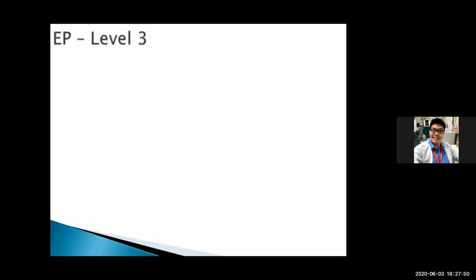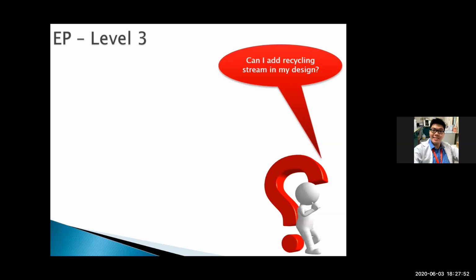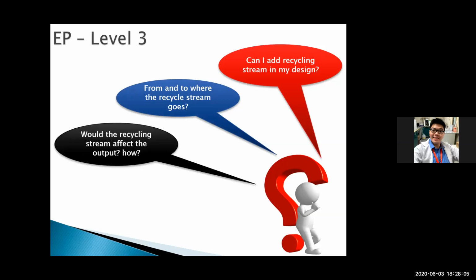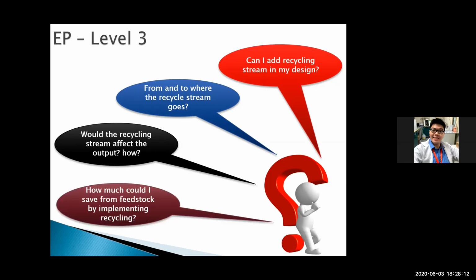Now we move on to EP level 3. For EP level 3, you should ask, for example, can I add a recycling stream to my design? From where and to where? Would the recycling stream affect your output? How will it be? And how much will it change in the feedstock by implementing a recycling stream?